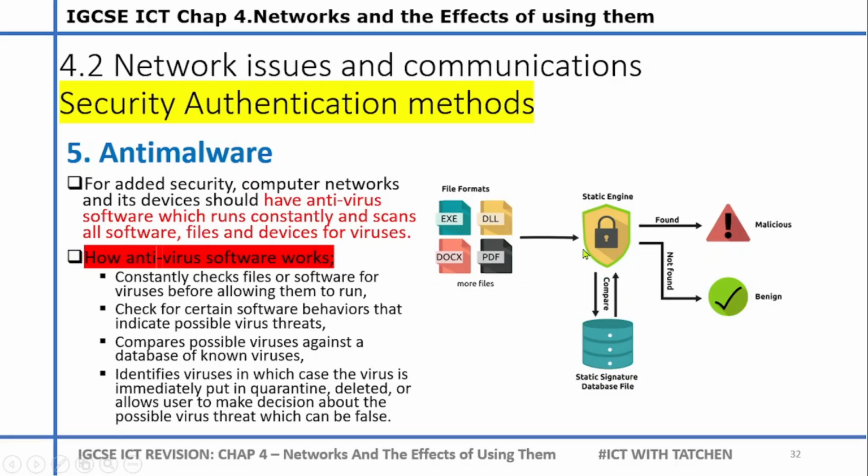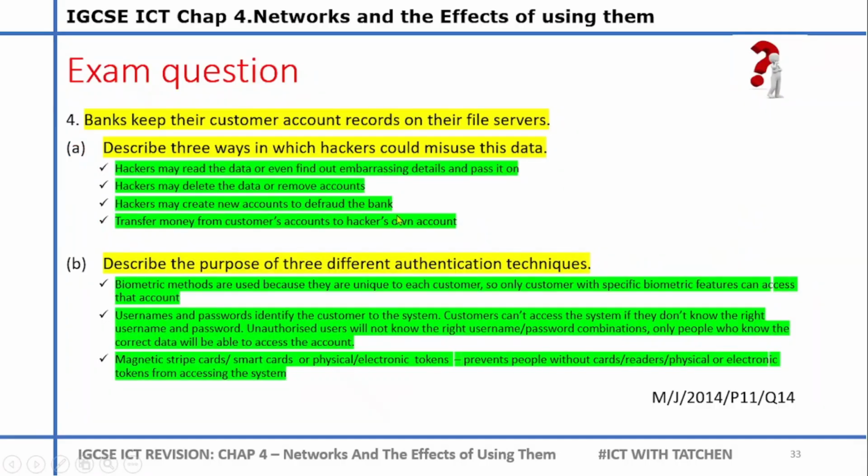Simply, here you have different files. Once you bring one here, your antivirus software checks the file immediately and compares it with the database. If it finds a virus, it gives a danger sign or alerts the user. If the virus is not found, you can access the file with no problem. Now, some example questions on what we just looked at.